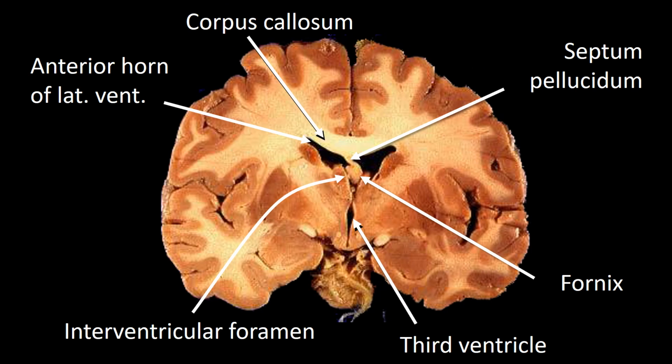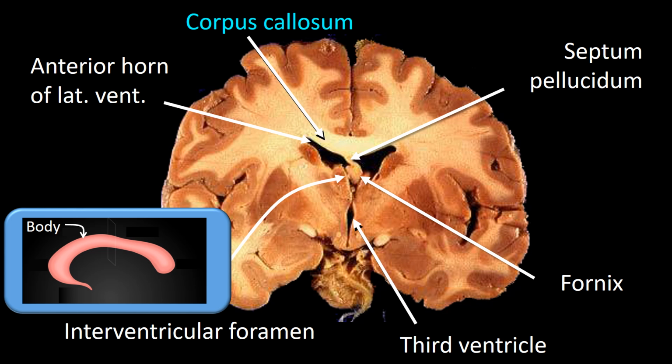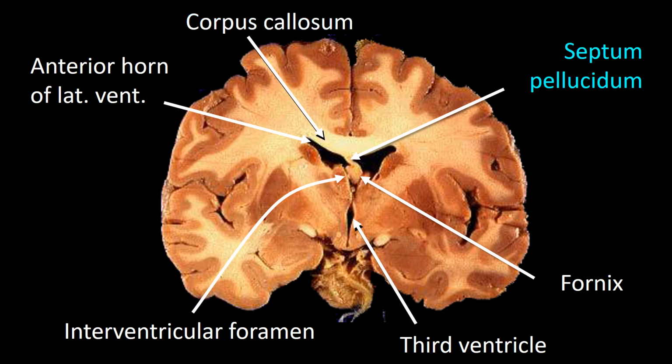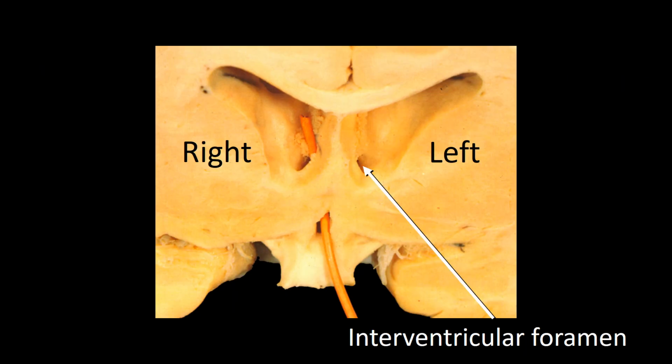This new cut produces a coronal view of the brain. In it, you can see the anterior horns of the lateral ventricle under the body of the corpus callosum. The corpus callosum in this cut forms the roof of the anterior horns of the lateral ventricles. We can also see the septum pellucidum, the fornix, the third ventricle, and the foramen of Monro. In this coronal specimen, you can see a yellow tube inserted through the right foramen of Monro.